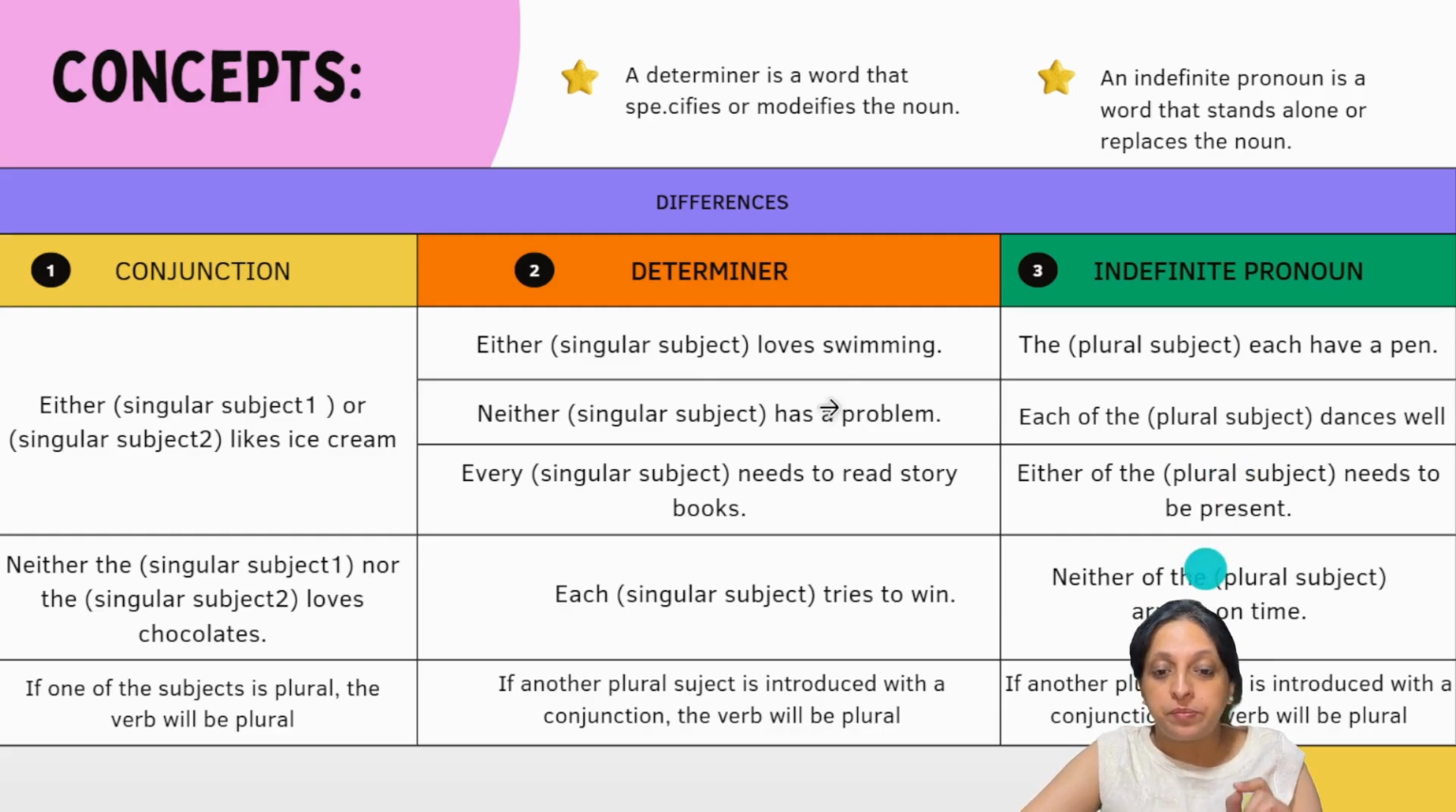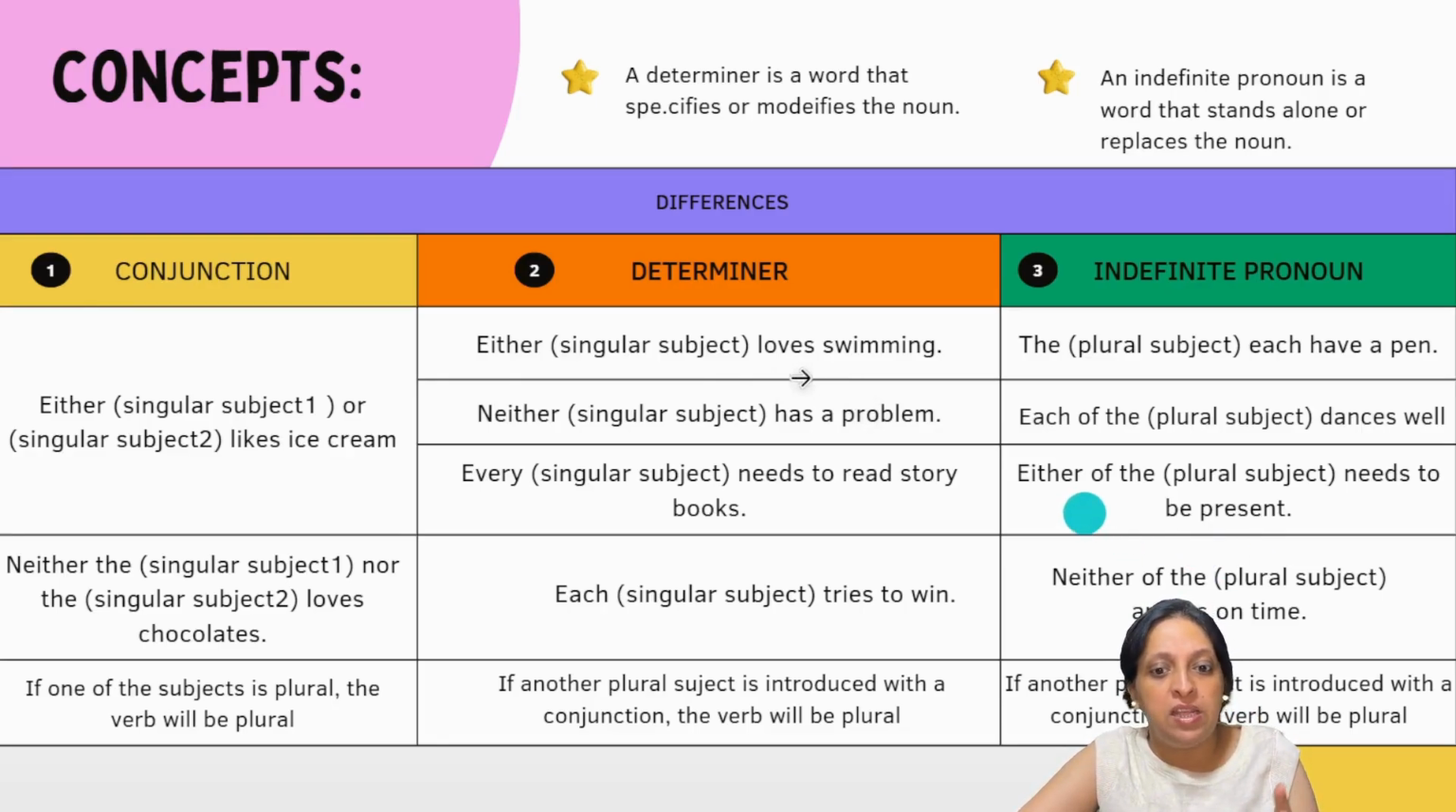Okay, next. Either of the, again a plural subject. Either means two persons, two things, like that. Either of the, then a plural subject needs to be present. Again, here also I am talking about them individually. There are two subjects. So for example, parents, we are talking about parents. So parents is a plural subject, which includes mom and dad.